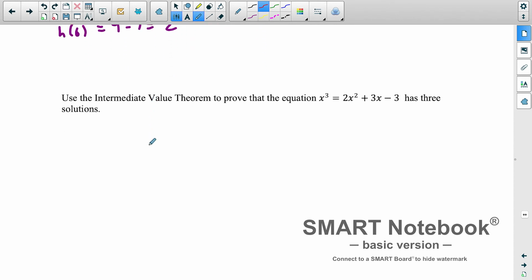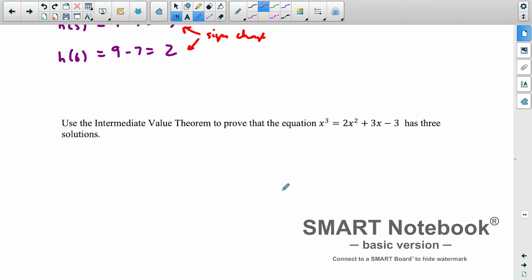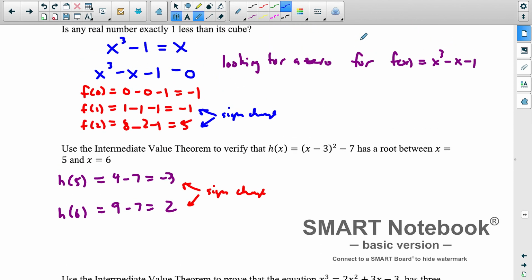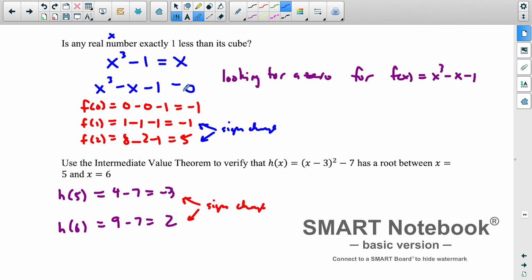And the last one, use the intermediate value theorem to prove that the equation x cubed minus 2x squared plus 3x minus 3 has exactly 3 solutions. Wow. Okay, the first thing to know is, in polynomial equations, well, let's rewrite this first of all. I'm going to set it equal to 0. I'm going to move everything over here, and I'm going to save a step. Remember back here, once we set it to 0, whoa, what happened to my equals here? Why didn't someone say something?